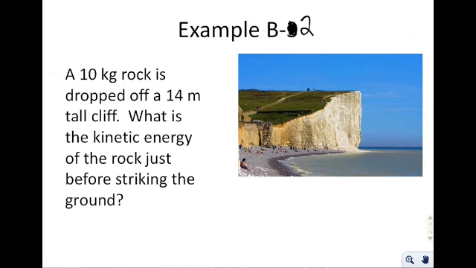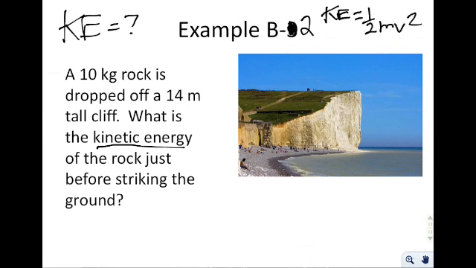This is example B2, and it says you have a 10 kilogram rock which is dropped off a 14 meter tall cliff. What is the kinetic energy of the rock just before it strikes the ground? This is an interesting question because it makes us have to know a little bit of information from the first 6 weeks, and that is our initial kinematics equations. Because it says what is the kinetic energy, I'm trying to solve for KE, and in order to solve for KE, I need to know the formula. Kinetic energy is 1 half the mass times the velocity squared.